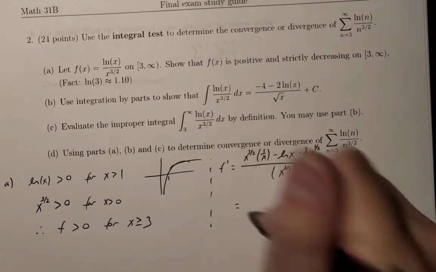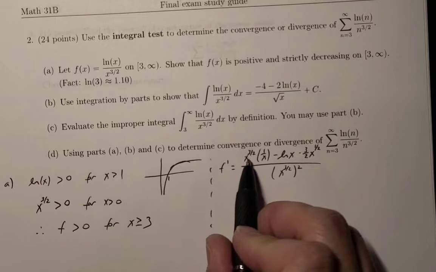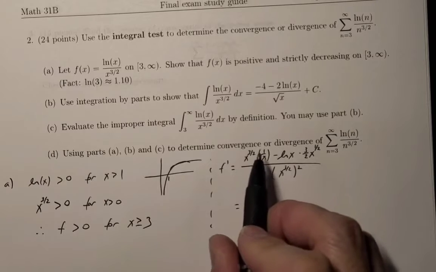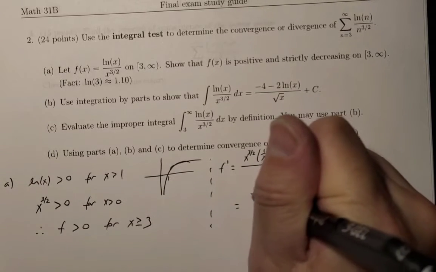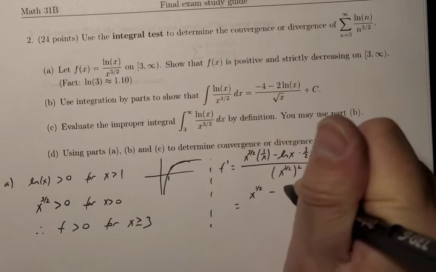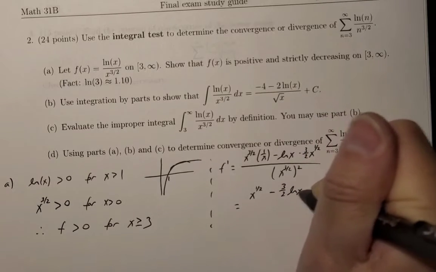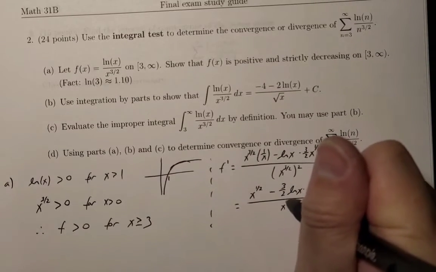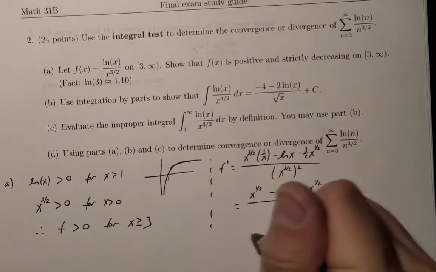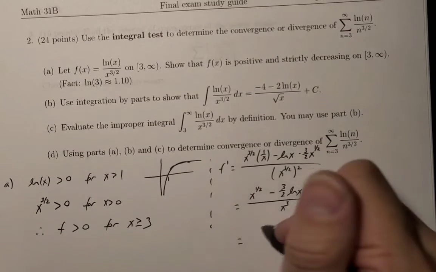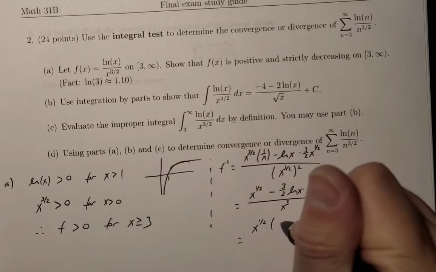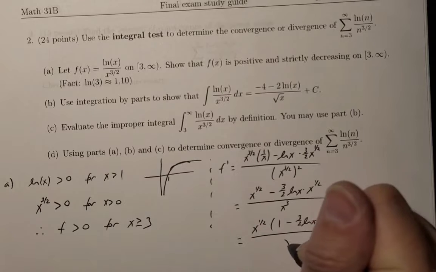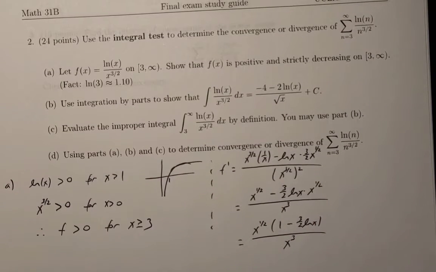Okay, so f prime is equal to, well, here we can simplify x to the 3/2 divided by x. We subtract the exponents, 3 over 2 minus 1. So it'll be x to the half, minus 3 over 2 ln x times x to the half, over the bottom, which we can simplify as x cubed, properties of exponents. Okay, and finally, let me just factor out the x to the half. So on the inside, we have 1 minus 3 over 2 ln x, over x cubed on the bottom.